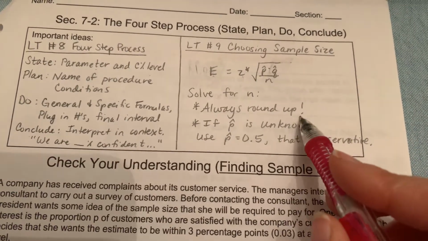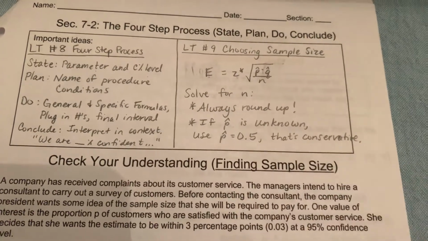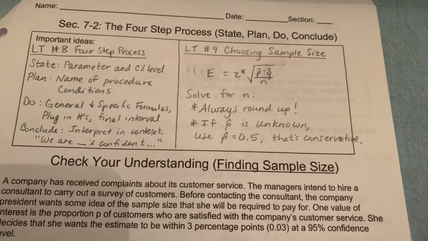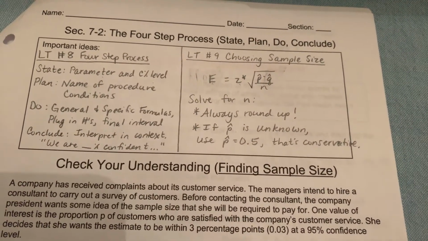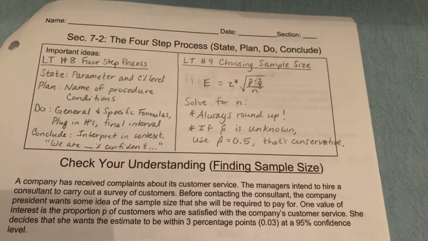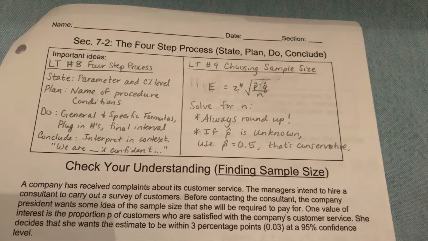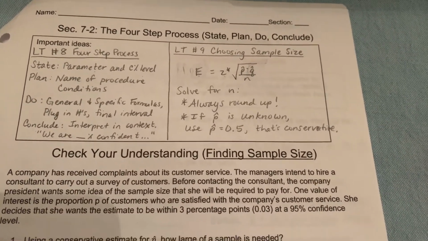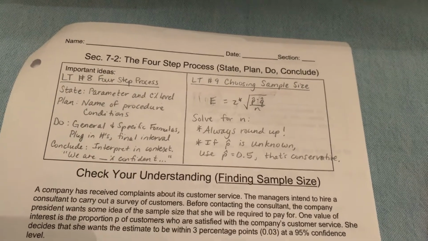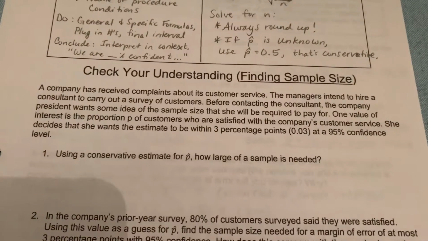Two things to keep in mind: you will always round up. And if you don't have a P hat, if you don't have an idea of what the sample proportion will be, because remember, this is before we take the survey, you can use 0.5. That will give you the largest sample size. It'll be the safest estimation you can make. Okay, so let's see what this actually looks like in a problem.